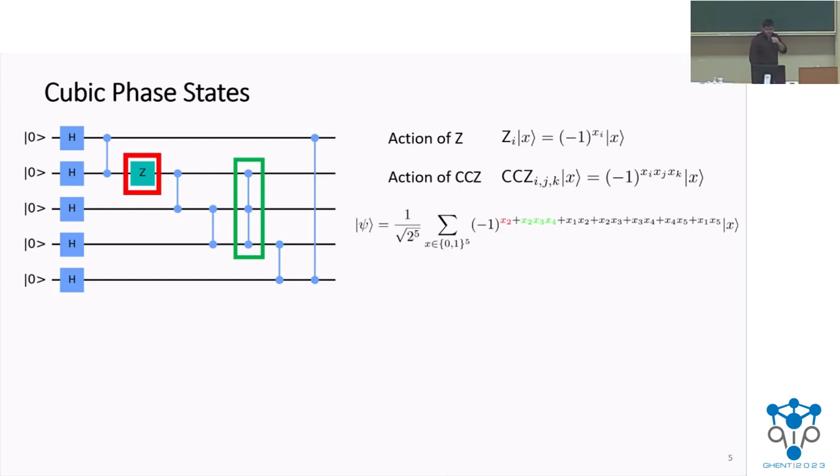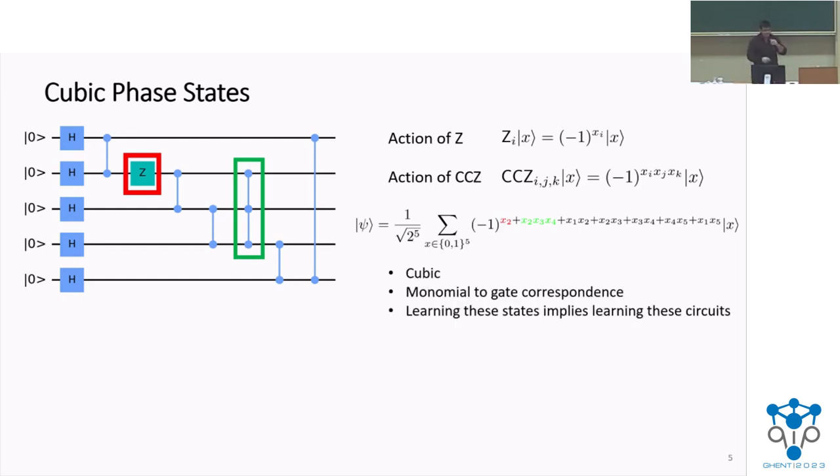If I do a rundown of the entire circuit, I introduce these monomials like x2, and then x2, x3, x4. So as before, I now have a cubic polynomial. And again, as before, I have a monomial-to-gate correspondence. In fact, learning these states will actually let us learn these circuits as well later.